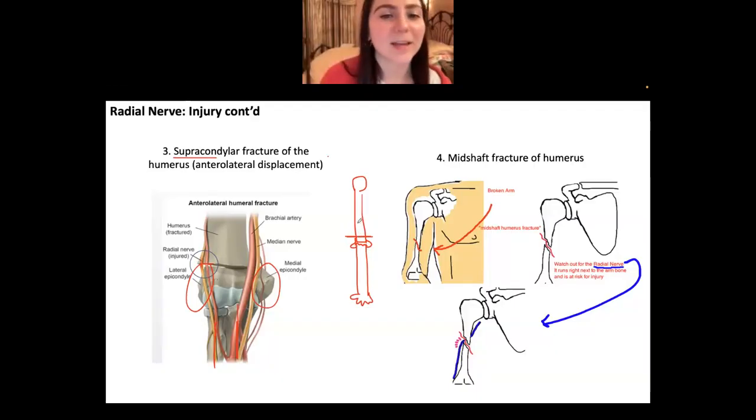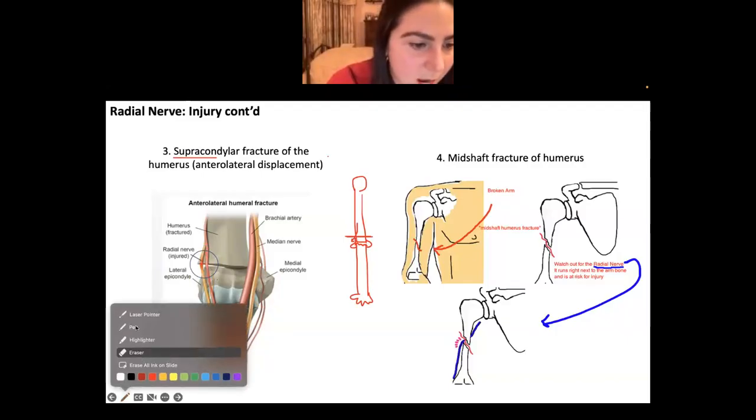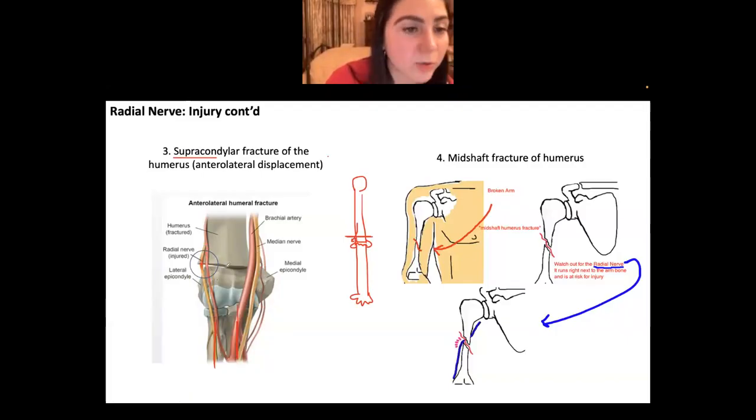So it sets either anteriorly or laterally, or medially. If it displaces laterally towards the thumb, it can hit the radial nerve. And that's what this image is showing. So let me get rid of my text. Here we have a supracondylar fracture, so we're above the epicondyles, and then there's a lateral displacement. So it goes towards that lateral epicondyle. Boom, you can hit your radial nerve, you can take it out, okay?